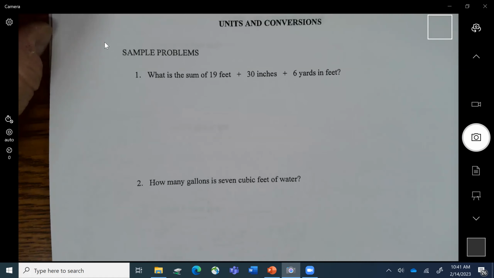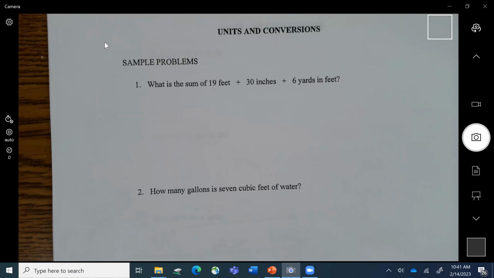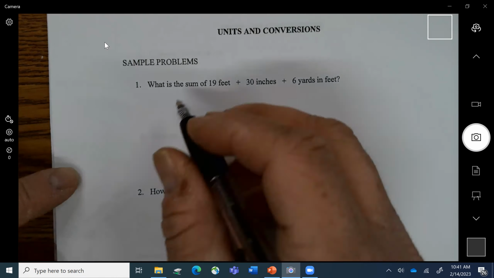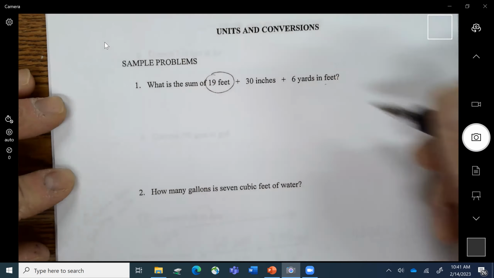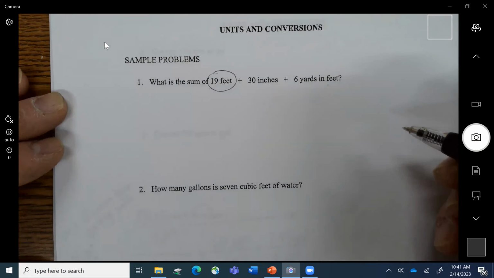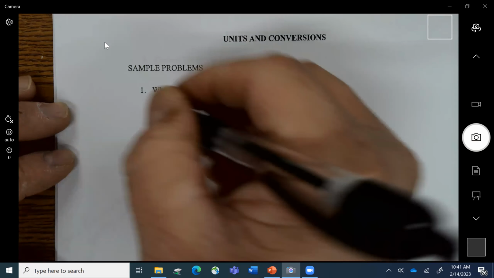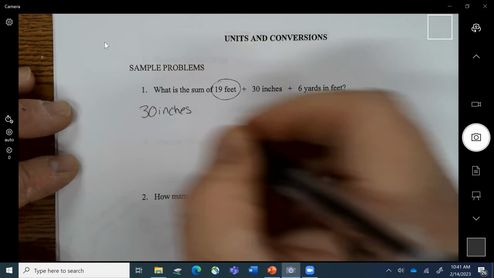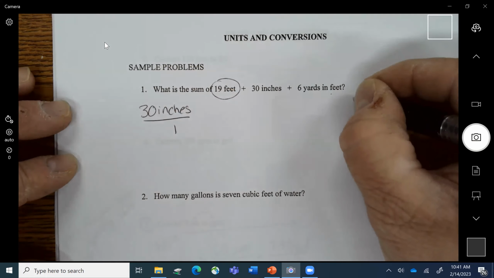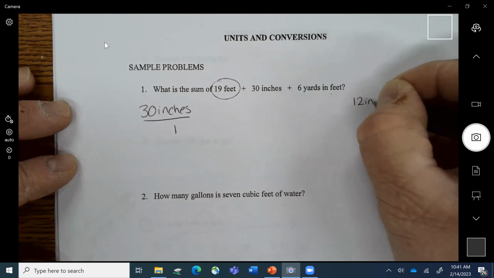All right, so what is the sum of 19 feet plus 30 inches plus 6 yards? And we want it in feet. So 19 feet is already in feet. I don't have to convert that, but I do have to convert 30 inches. This is over 1. All right. I know that 12 inches equals 1 foot.